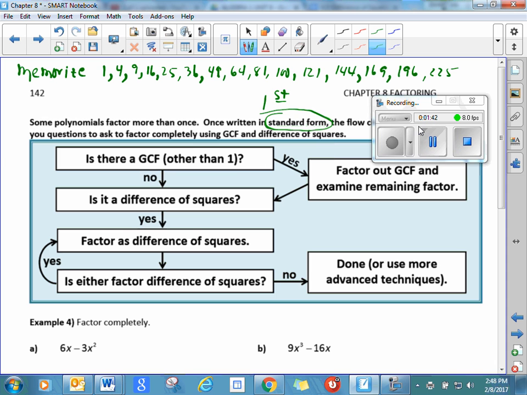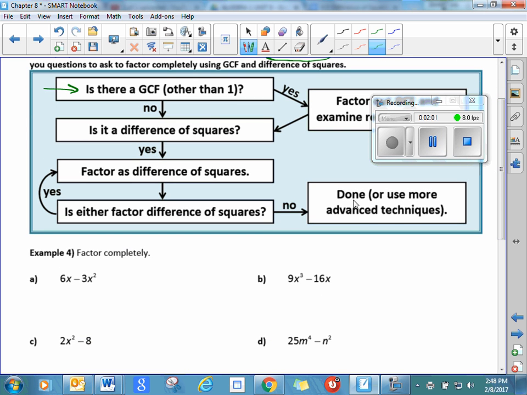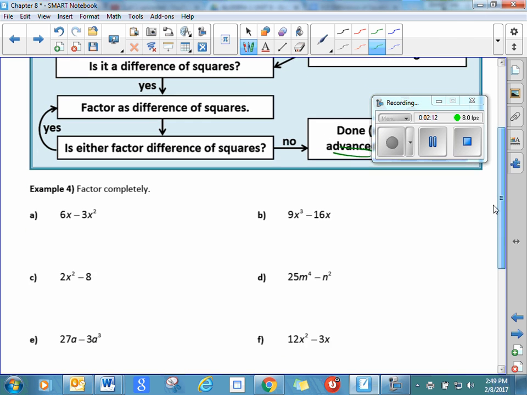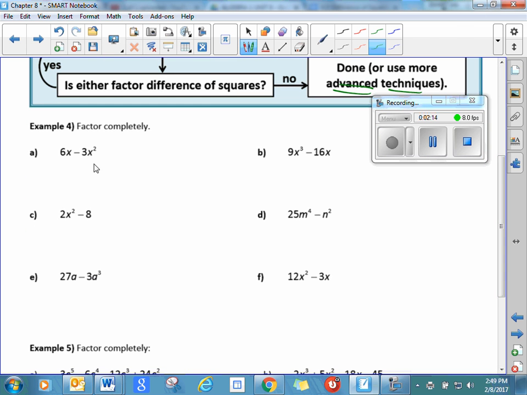So basically, once written in standard form, we are going to look for a GCF other than 1, because 1 is a GCF for everybody. And then we're going to look for difference of squares, after we factor out the GCF, and then we're going to see if we can go a little bit further. And there's advanced techniques. Not sure if they're going to introduce you to more of those in the next section or not. But for 8D, this is what we're going to do. So let's work our way through these.